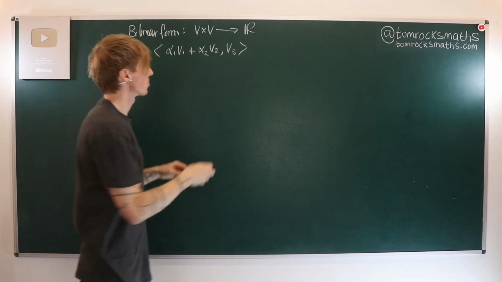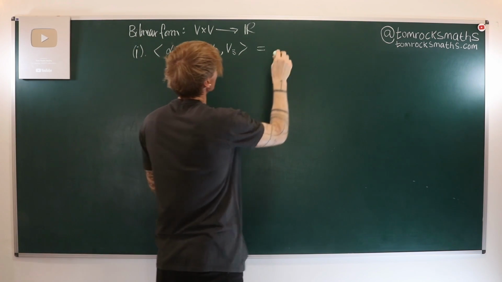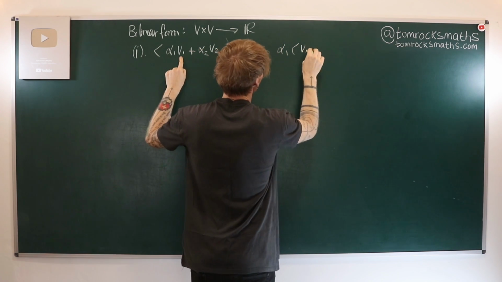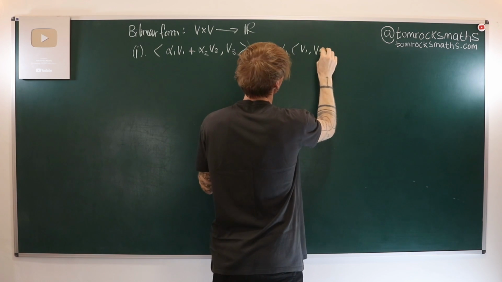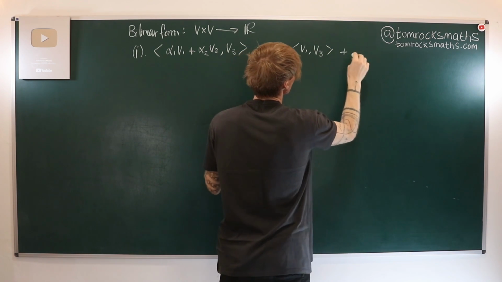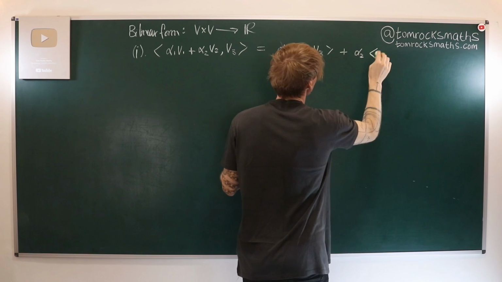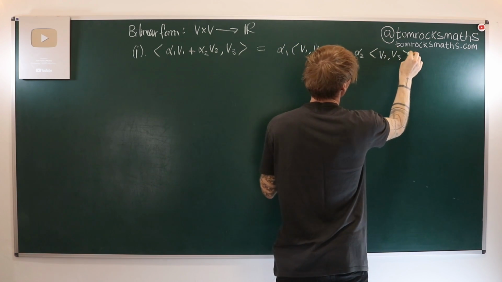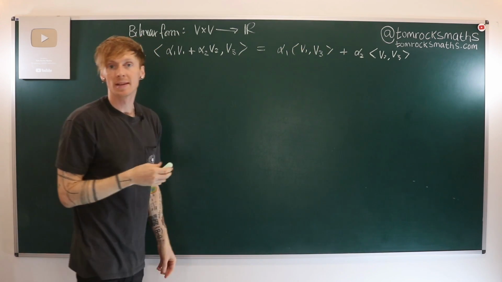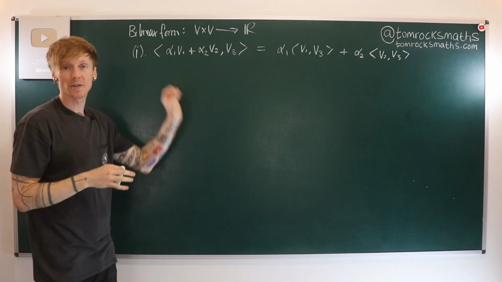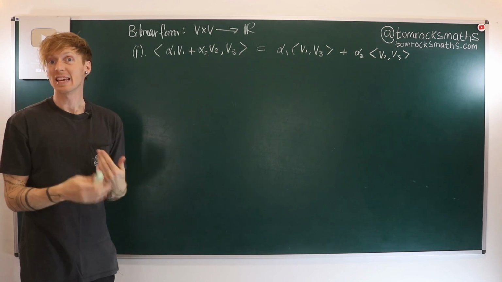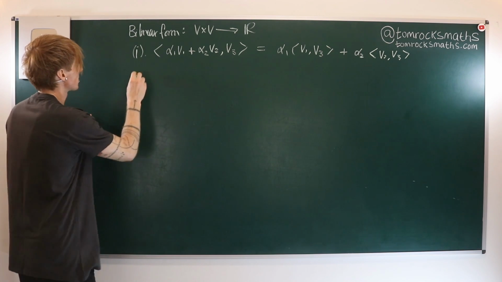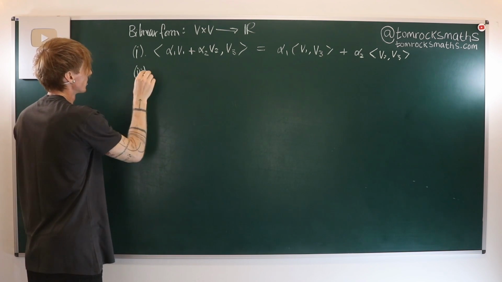So we need this to be equal to, for linearity, alpha 1 times the first component v1, comma v3, plus alpha 2 times the second component v2, again inner product with v3. So this is going to be linearity in the first position. And then the second property that we must have for the bilinear form is going to be as follows.